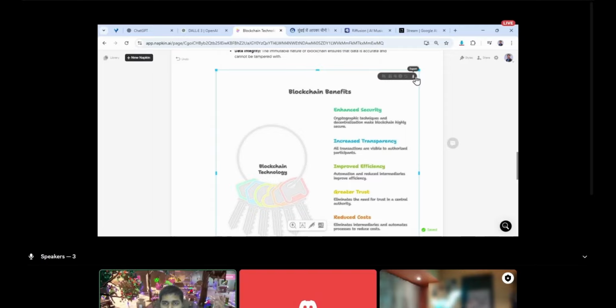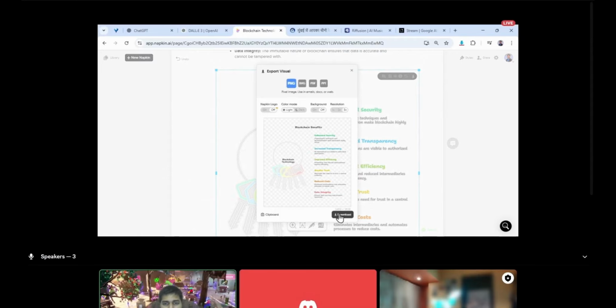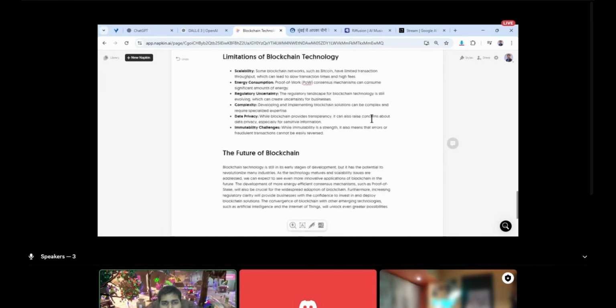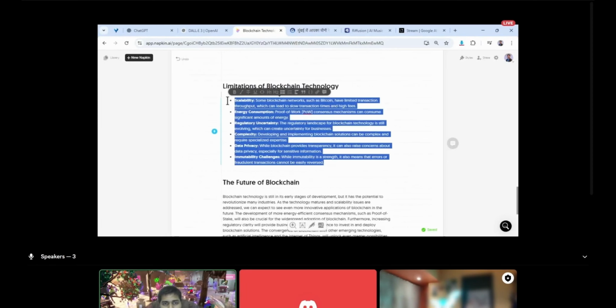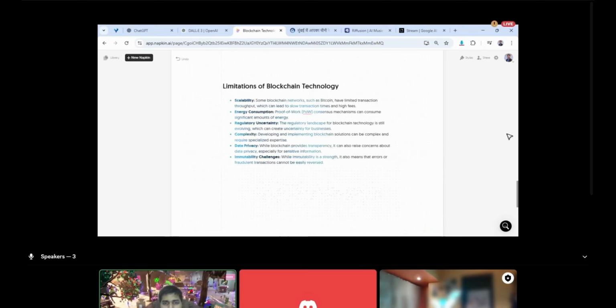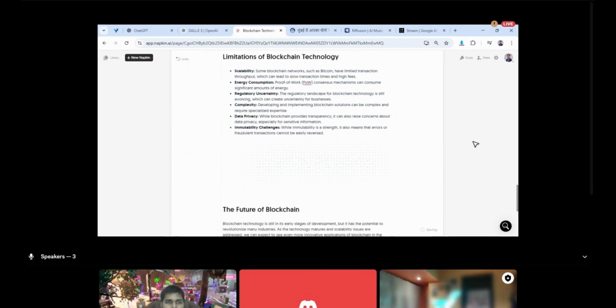And it is possible that you can even export this. You can download this, you can copy it and paste it on your presentation. That is all possible. So you take any text and it will just give you that diagram. Let's say I'm trying to do it for the limitations aspect. I come here, I do it again, and see the magic.